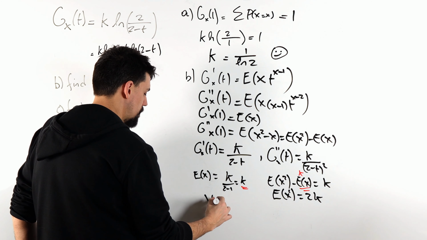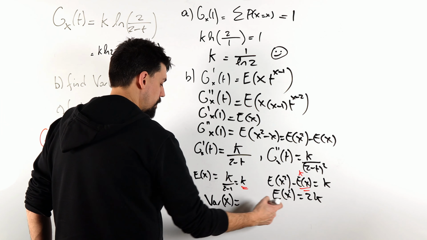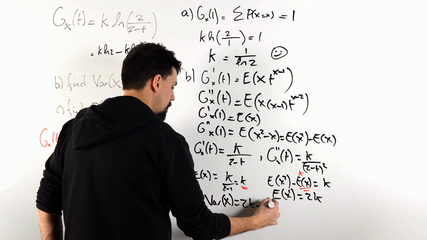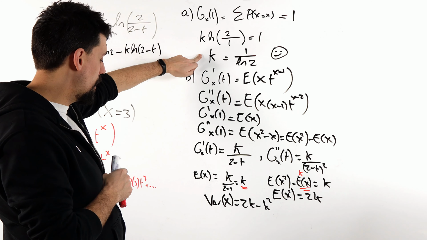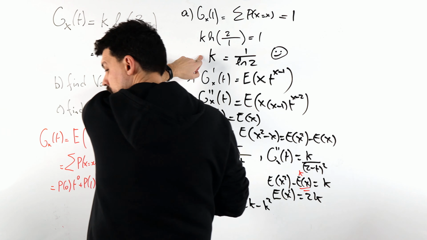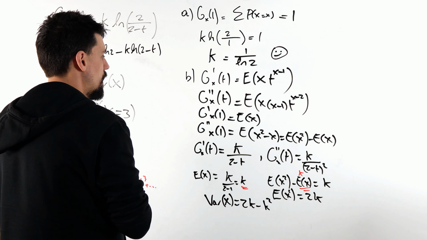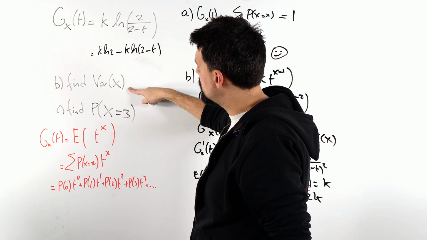Therefore, Var of X is E of X squared, 2k, minus E of X all squared, k squared. Remember, k is 1 over root 2. Yep, just checking my little crib sheet. All right, so two different applications of it already.